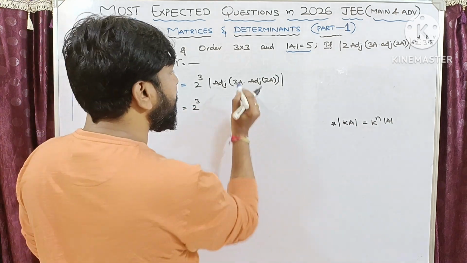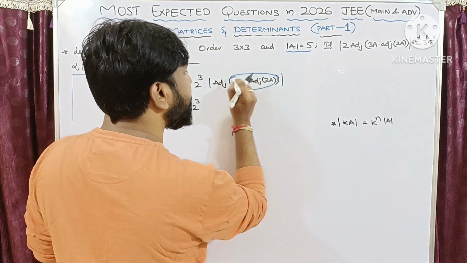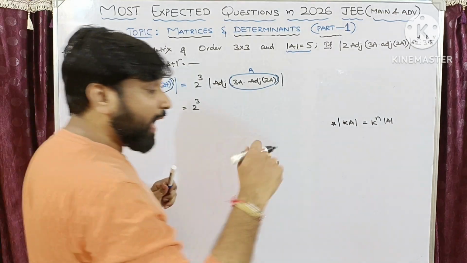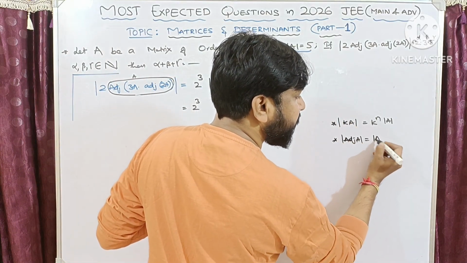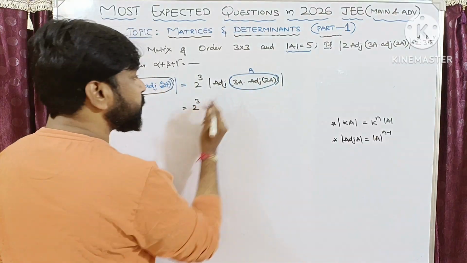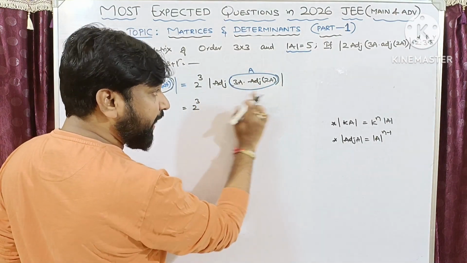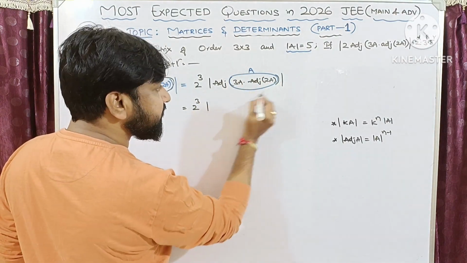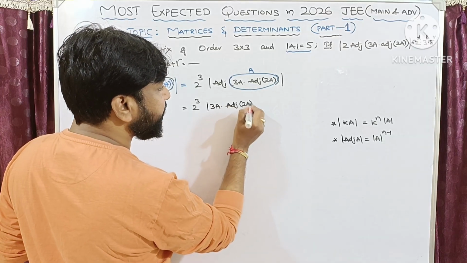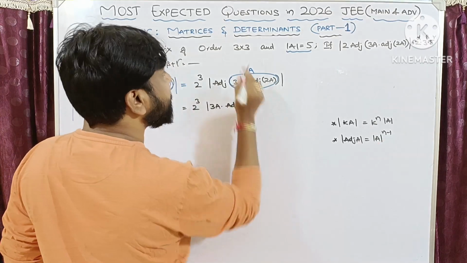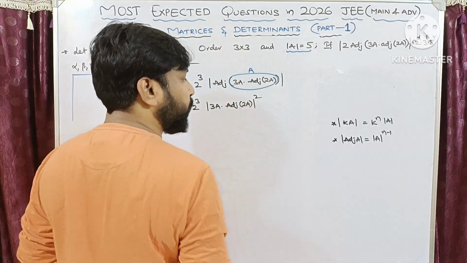Now, again, let this adjoint inside value be called some A. Now, which formula? As we discussed in the previous formula, the determinant of adjoint A. What is the formula for the determinant of adjoint A? Det A power n minus 1. So now this can be written as the determinant of adjoint of A, so det A, where A is this, 3A into adjoint of 2A, whole power n minus 1. n is 3, and 3 minus 1 is nothing but 2.